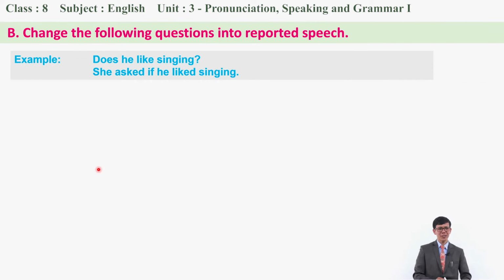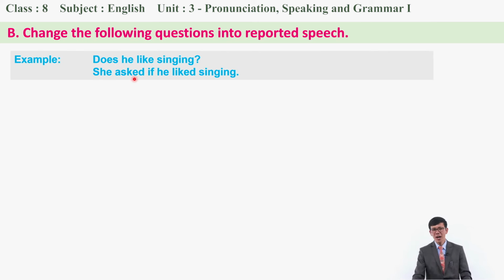Now let's move to exercise B. Now you have to change the following questions into reported speech. Okay, you just see the example. Does he like singing? And look at here. She asked, what is changed there? Look at there. You have to join here with "if." She asked if he liked singing.